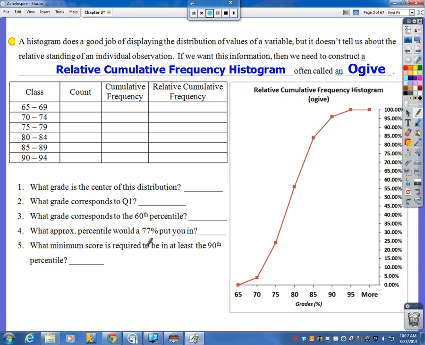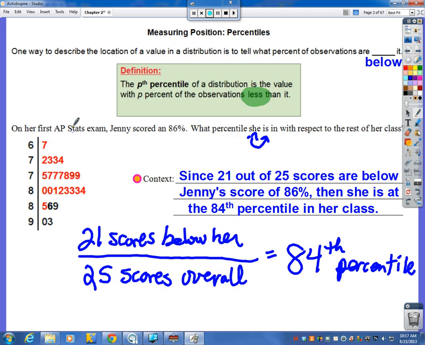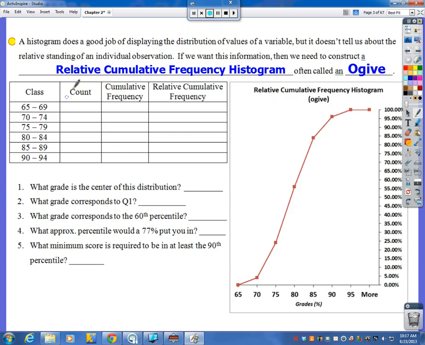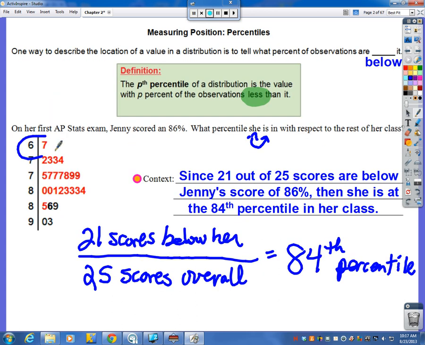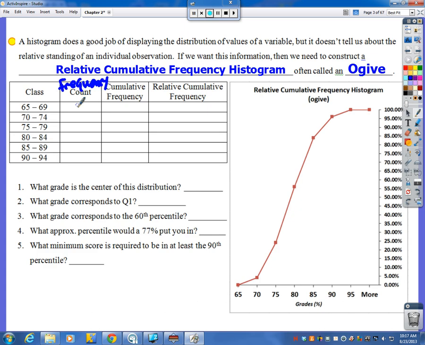So here's how an ogive works. We're still using our class data from the first AP Stats exam, from the 67 all the way up to the 93%. Count is basically how many. We could say count or we could say frequency, same thing. So how many people got between a 65 and 69? One person. So we're going to put a 1 there.